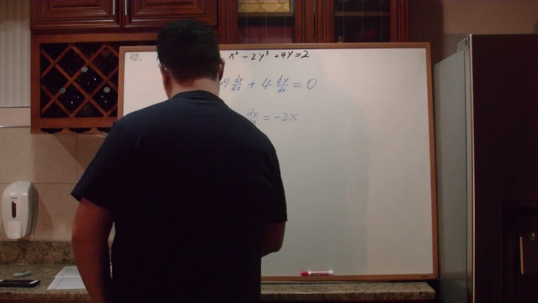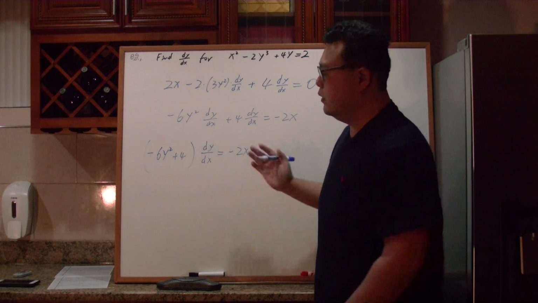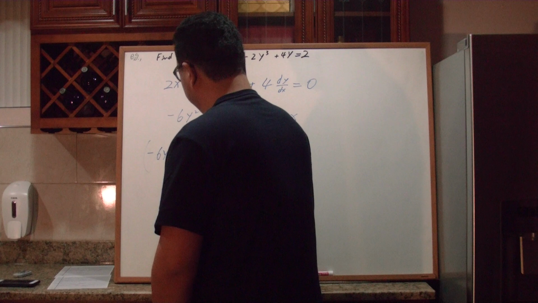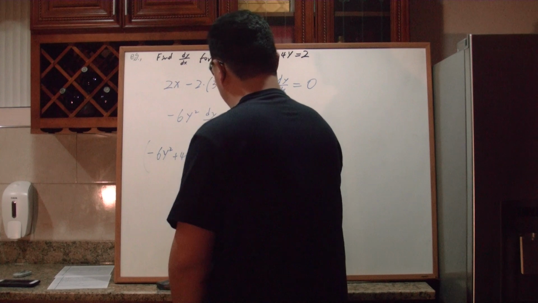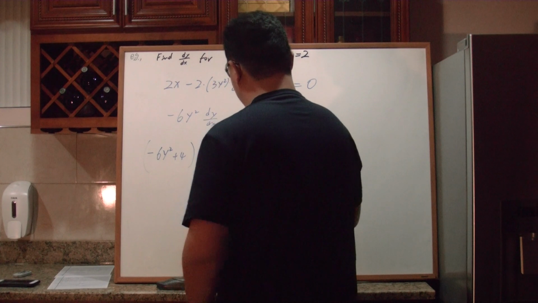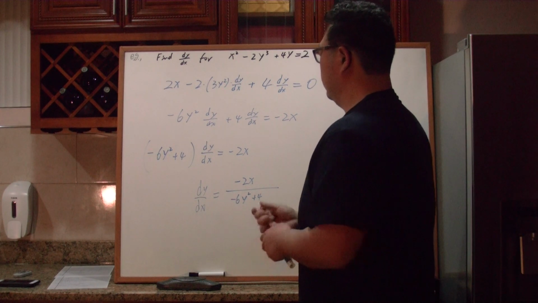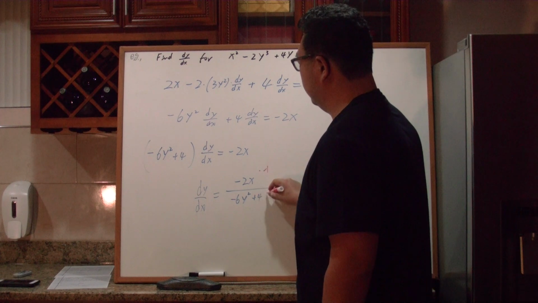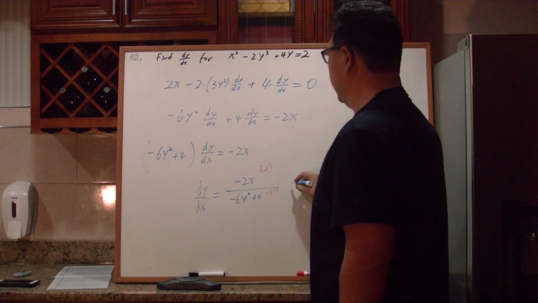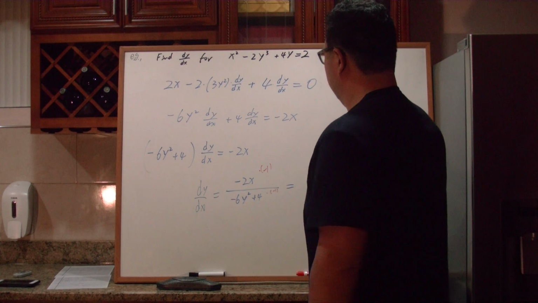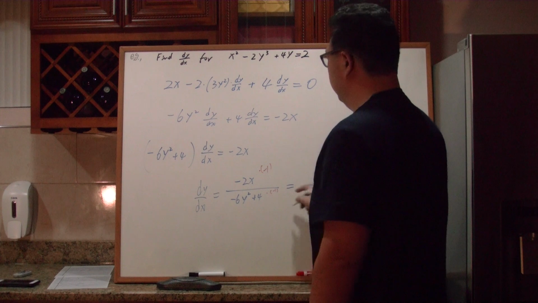times dy over dx equals negative 2x. Then the only thing left is to solve for the variable, dy dx, so we just divide. Negative 2x divided by negative 6y squared plus 4. Or, since both have a negative sign, you can multiply the numerator and denominator by negative 1. That gives 2x as the numerator, and the denominator is negative 1 times negative 6y squared, negative 1 times 4.